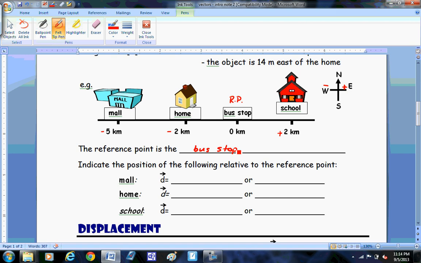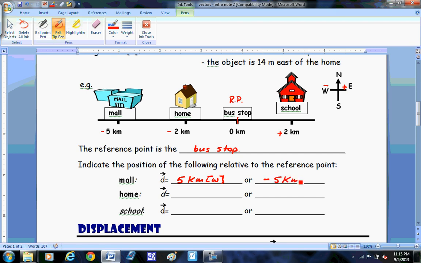And what we're going to do is write down the location of these different places in reference to the bus stop. So for example, where's the mall? We look at the mall, and you notice the mall is 5 kilometers west of the bus stop. So I can write down my position. The symbol D with the arrow on top is 5 kilometers west. Another way of writing this, we can also say that it is -5.